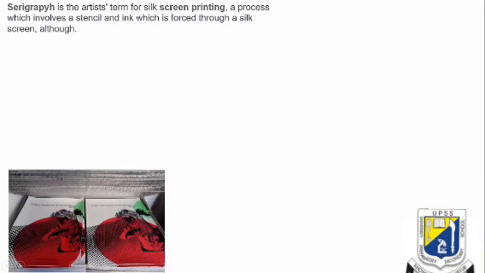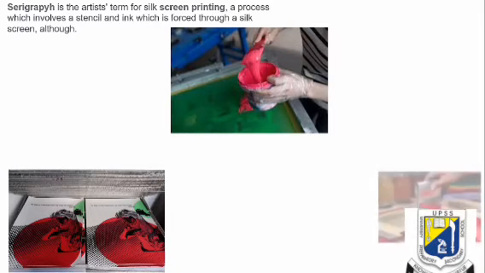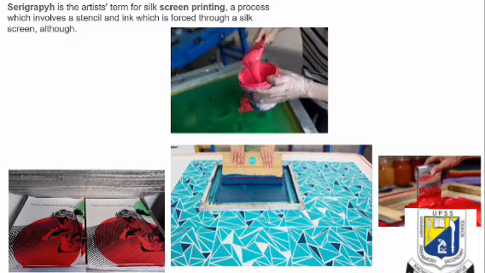And the next word is serigraphy. Serigraphy is a type of print making, and it deals with the use of screen, scourge, pens of different colors. Now, serigraphy is the artist term for silk screen printing, a process which involves a stencil and ink which is forced through a silk or screen.